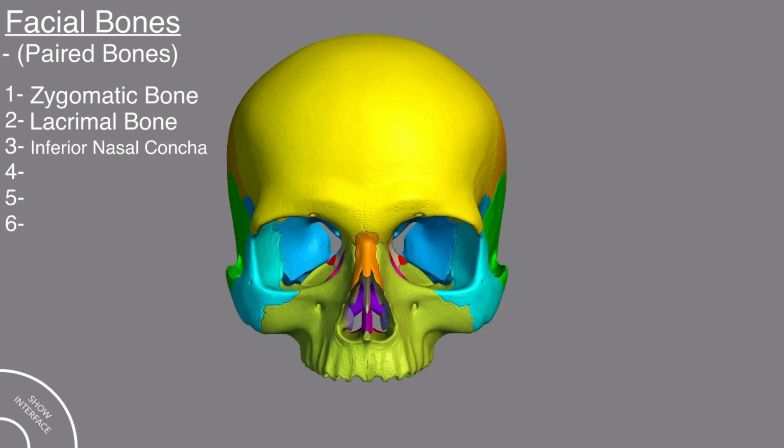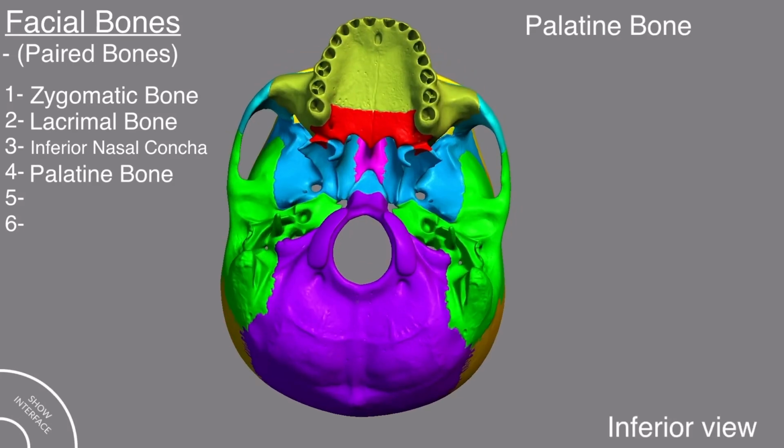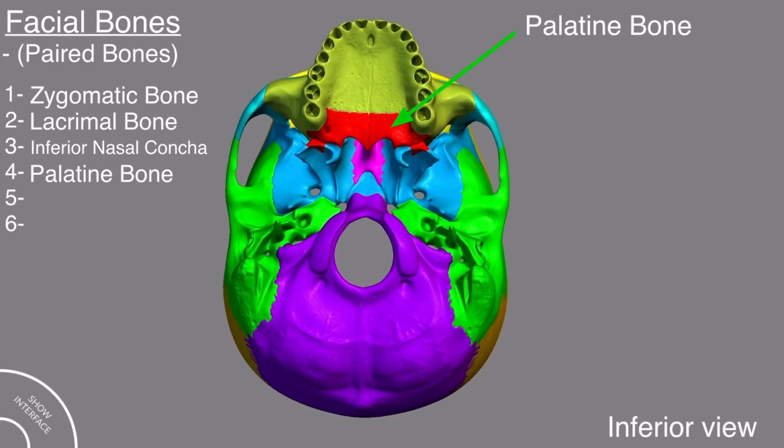The fourth bone is the palatine bone. In the inferior view, this is the palatine bone. And as you can see, there is a suture in between them. So these are the two palatine bones.